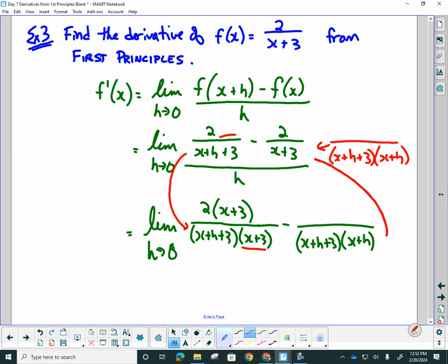On the other side, I'll ask the same question. What did I multiply by this? Oops. You see my mistake here. This isn't x plus h, it's x plus 3. What did I multiply by that denominator to get this? And it's this x plus h plus 3. So that has to get multiplied up here. So it's 2 times x plus h plus 3. And that whole thing is all just the top of my big limit fraction.